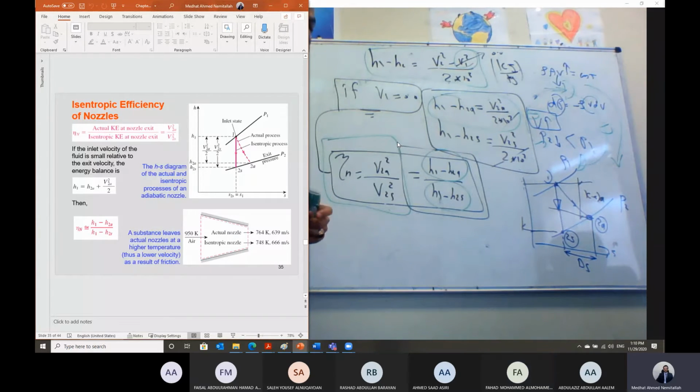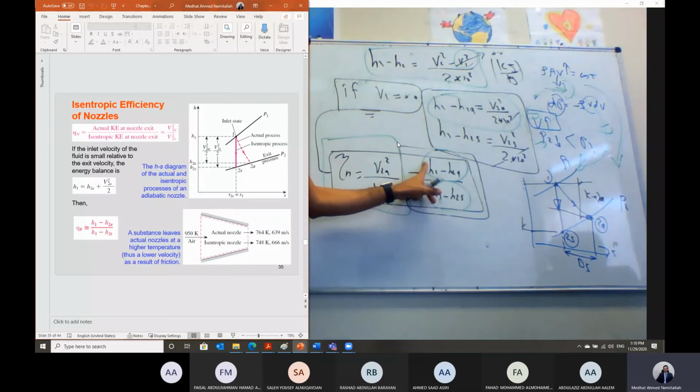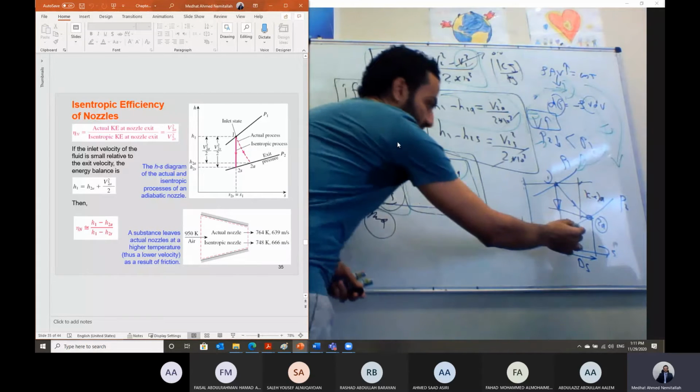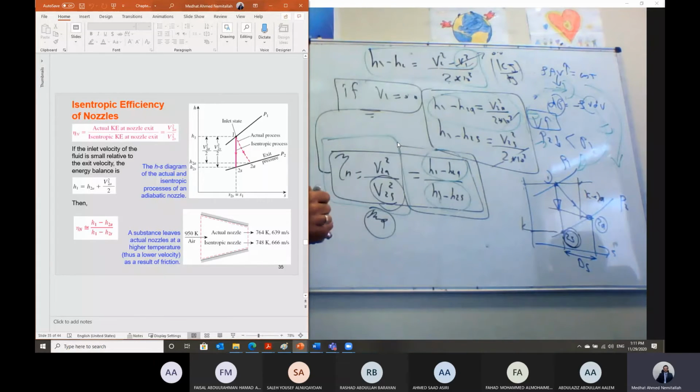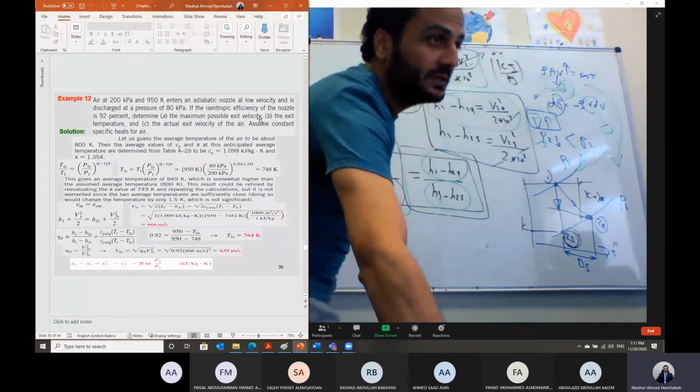Is it okay? Okay, so if V1 is not neglected, then in this case we cannot define the isentropic efficiency in terms of the enthalpy. We can just define it in terms of the velocity. And this velocity, Shabab, is called the maximum velocity when the process of expansion is isentropic from 1 to 2s. Okay? Let's see this example.